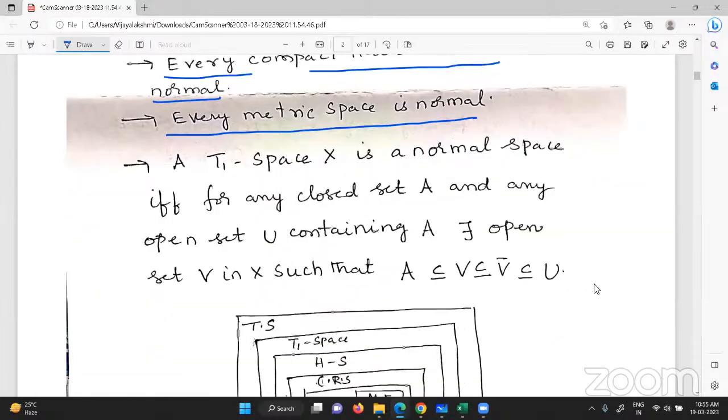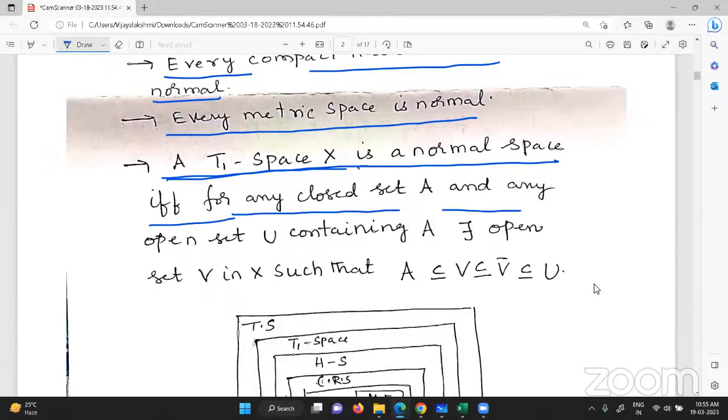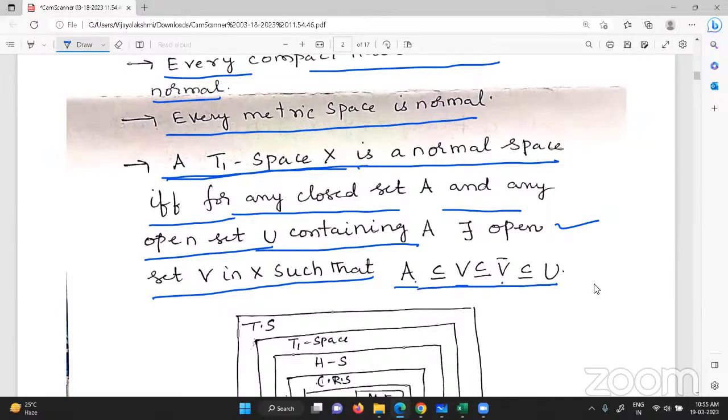Now see here, a T1 space is a normal space if and only if for any closed set A and any open set U containing A, there exists an open set V in X such that A is a subset of V, which is a subset of V bar, which is a subset of U. That is, between A and U you have V and V bar. So this you remember.